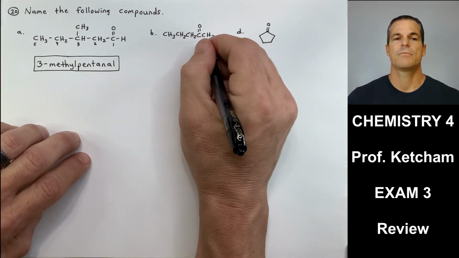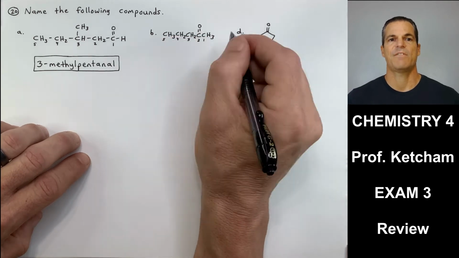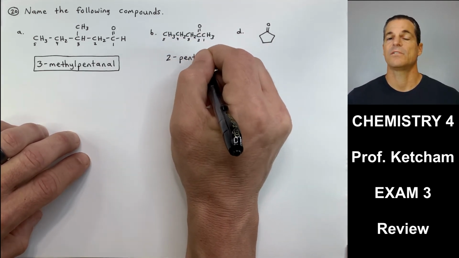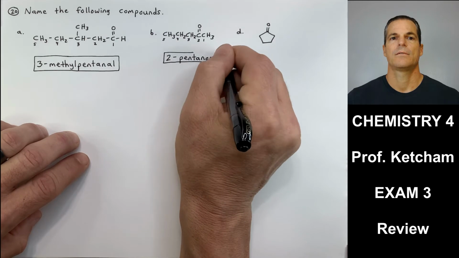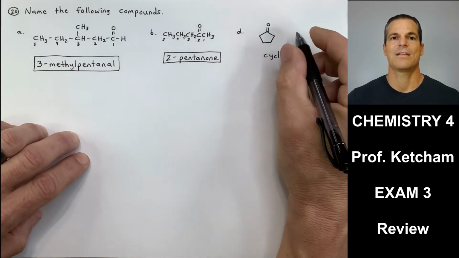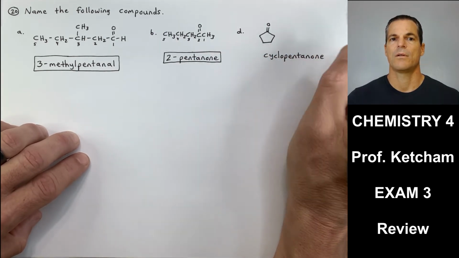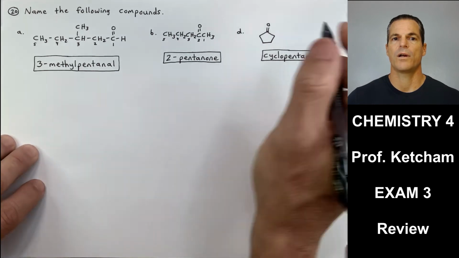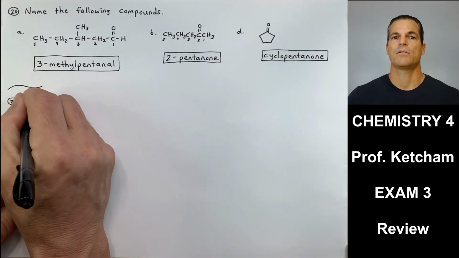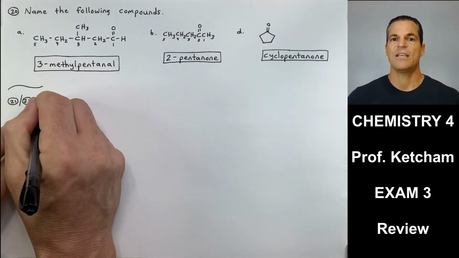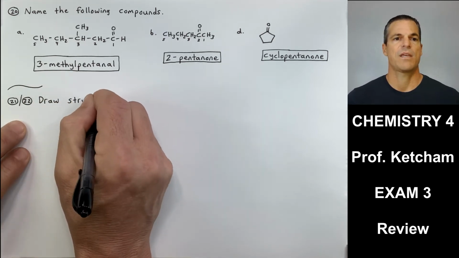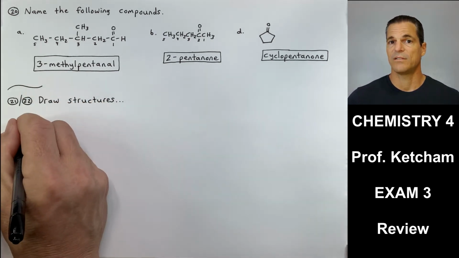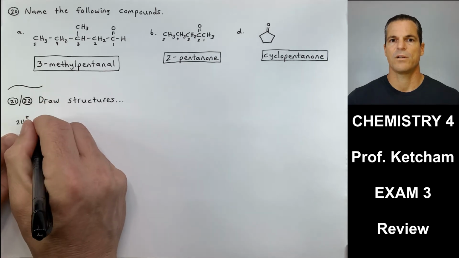5 carbons, pentanal. Aldehydes have the ending -al. Ketones have the ending -one. So B, no branches or anything, it's just 2-pentanone. You have to let the reader know where the ketone is in B, 2-pentanone. For D, cyclopentanone. To make it 1-cyclopentanone would be redundant, because wherever the ketone is, it would be carbon 1.